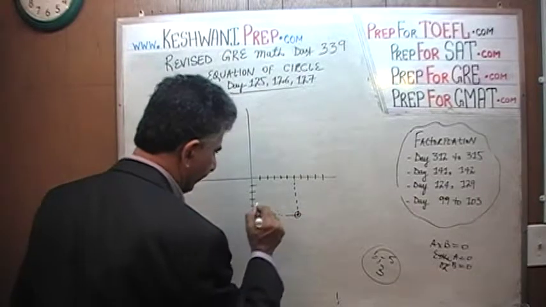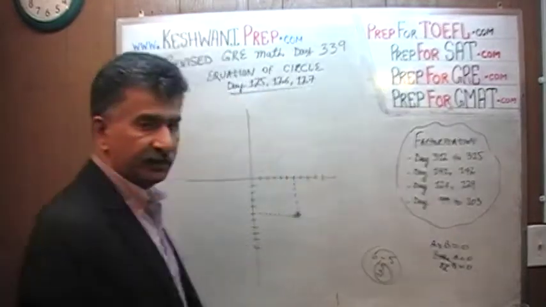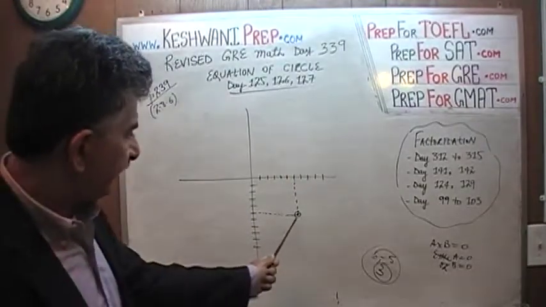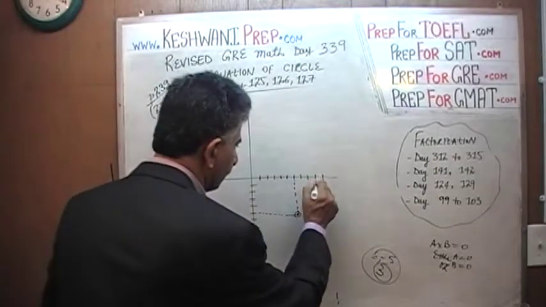This is where the center is, and the radius is 3. That tells us that if it stops at 6 and the radius is 3, that means it's going to end up at 9. It has to go through this point.